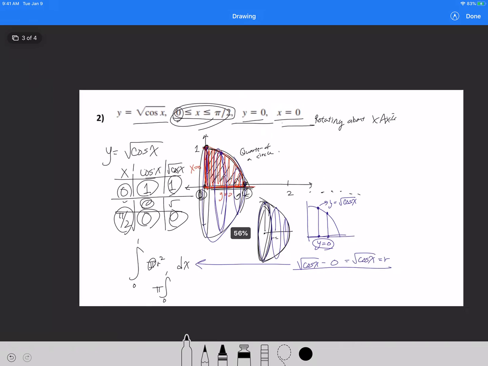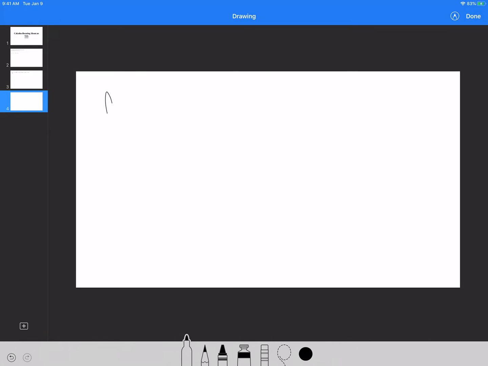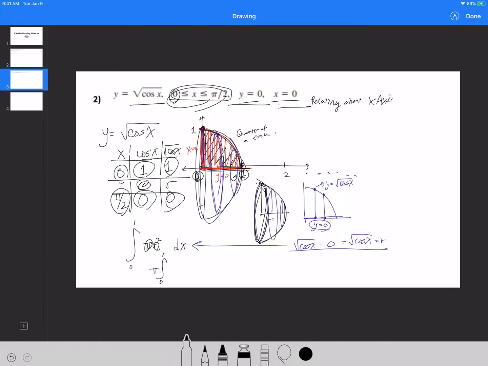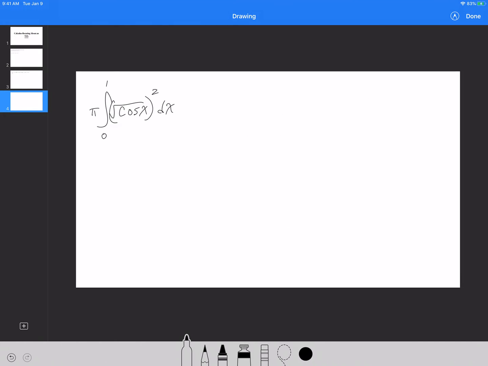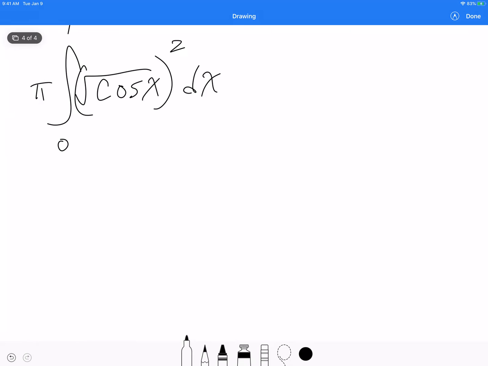So pi, always bring it outside, integration from 0 to 1. I'm going to write this on a separate sheet of paper. So 0 to 1, pi outside, and then it's going to be the square root of cosine of x dx. But remember, it's radius squared, right? Because it's the radius, and I'm going to plug it in, so I get squared. Which makes my math a lot easier to do, because if I had to take the square root and square it, they just both cancel each other out. So what I'm actually going to do is integrate cosine of x dx from 0 to 1.